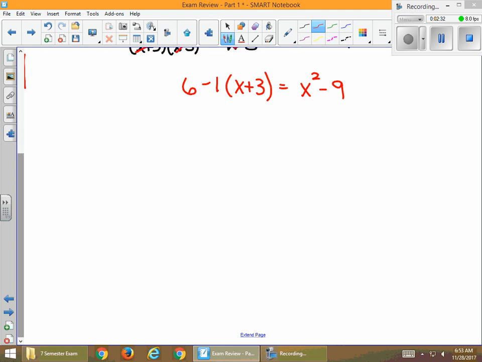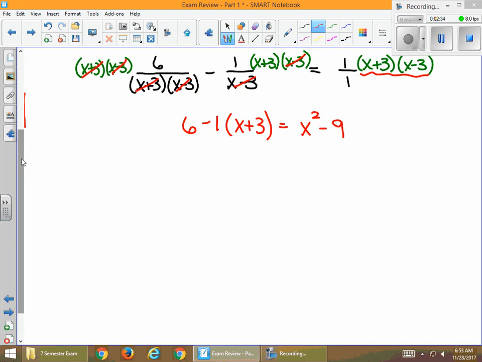All right, that negative 1 is important. We do need to distribute that. Those parentheses are not optional here. And we need to combine like terms before we move across the equal sign. So 6 minus 3 is 3.